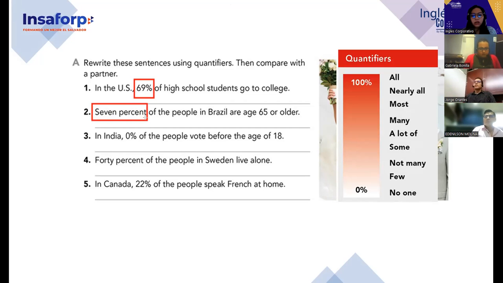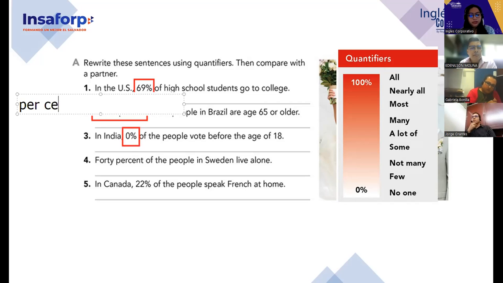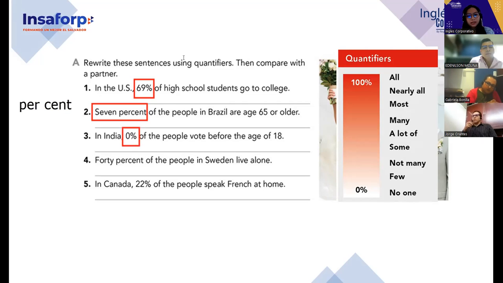Edenilson, in number three. What is the percentage? Zero percent. Percent. Así se escribe. Y así se pronuncia también. Percent. Okay. Aquí lo tienen en el ejercicio número 2. Por ciento. Okay. Así se pronuncia. Percent. Aunque es una sola palabra.